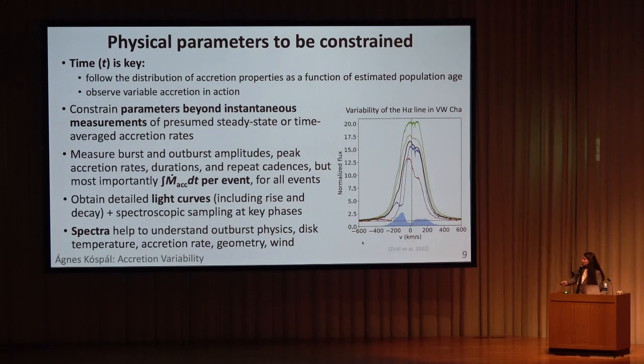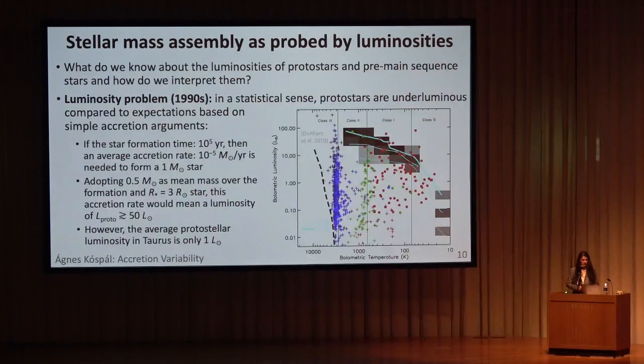Well, we need to obtain detailed light curves, including the rise and the decay, and ideally spectroscopic sampling at key phases as well. Spectra, like the ones I'm showing here as an example, help us to understand outburst physics, constrain disk temperature, measure accretion rate, constrain the disk geometry, and even learn something about the wind properties.